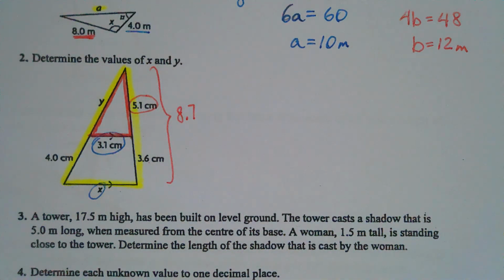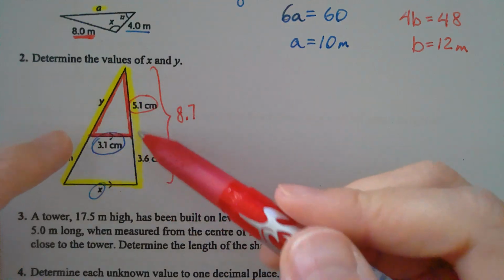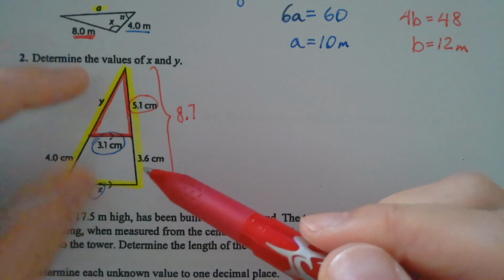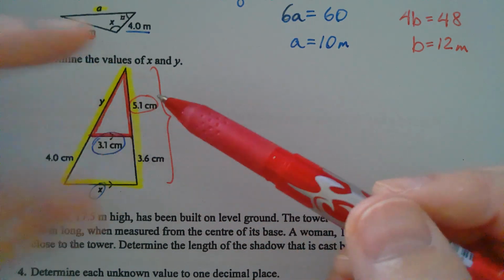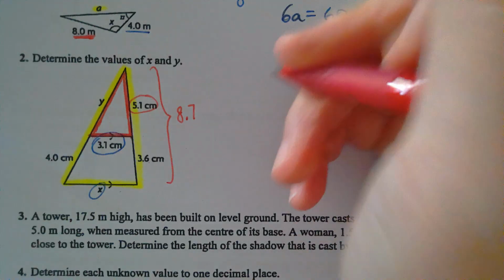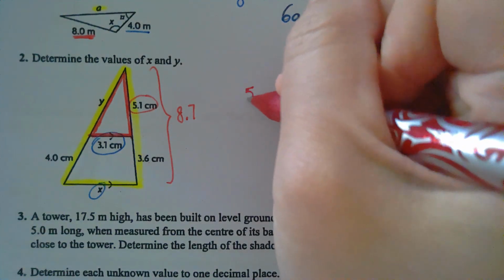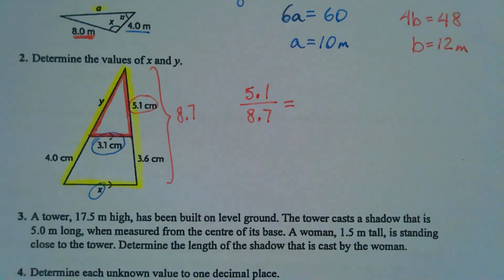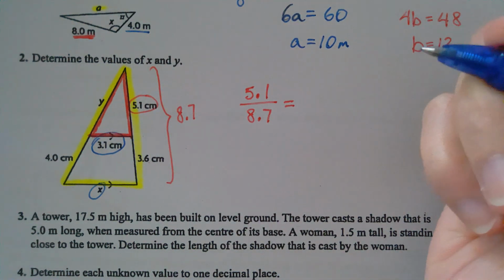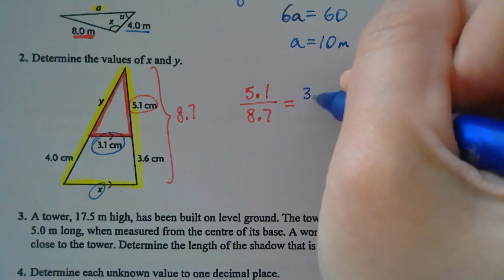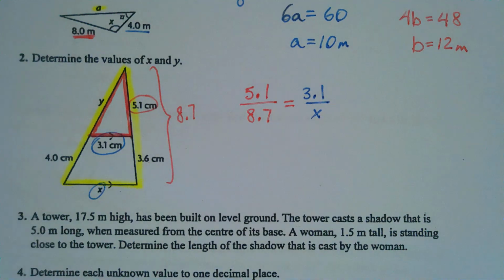Alright? Right. So that's why at the beginning I highlighted my red triangle and the yellow triangle, because the length of the red triangle is 5.1, but the length of the yellow triangle is 8.7, not just the 3.6. Okay, be careful with that. So there's my pair that I know for sure. That's 5.1 over 8.7 equals, okay, 3.1 over x or x over 3.1? Yeah. 3.1 over x because small triangle to the big triangle.